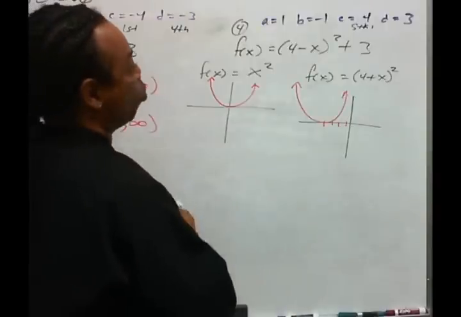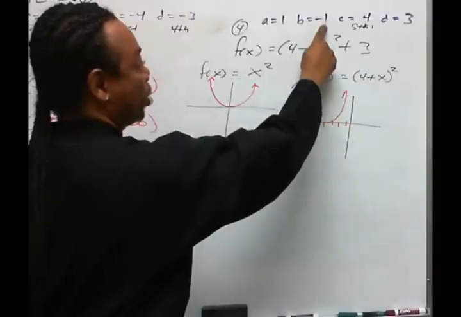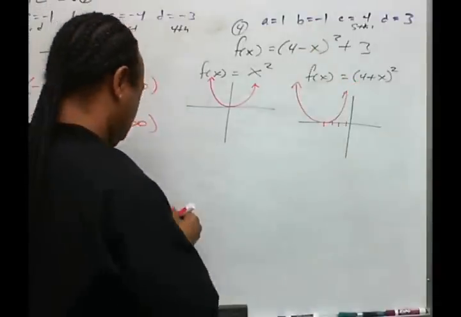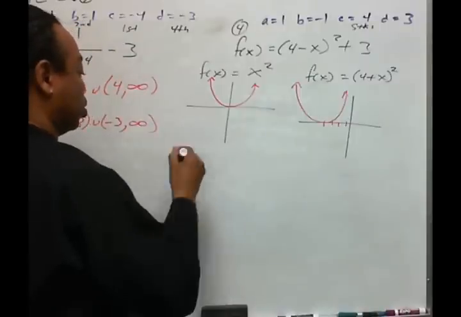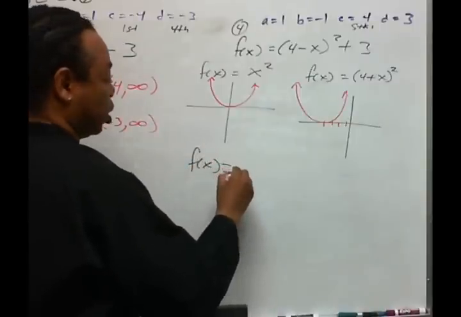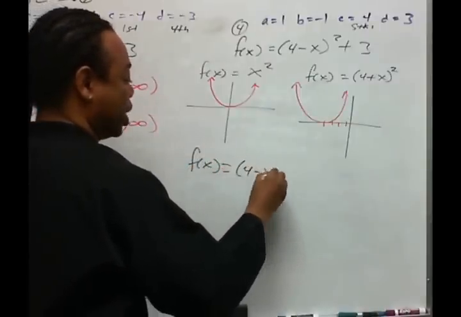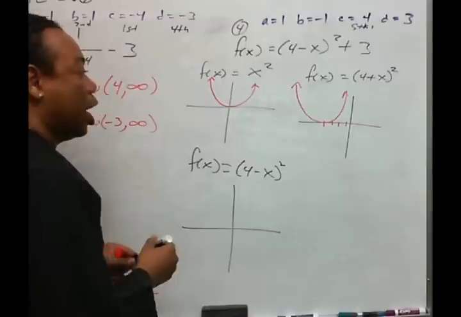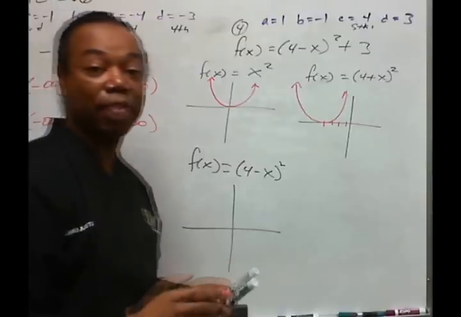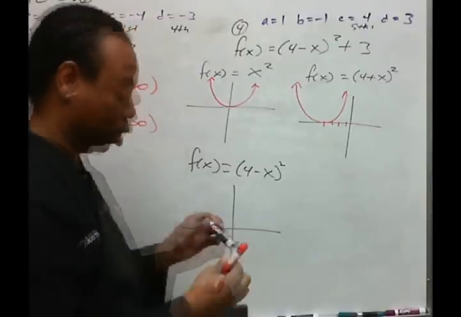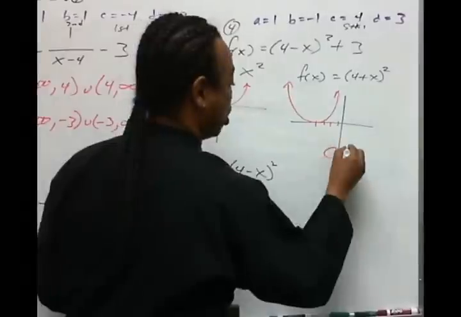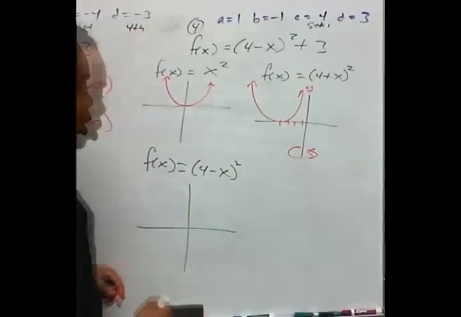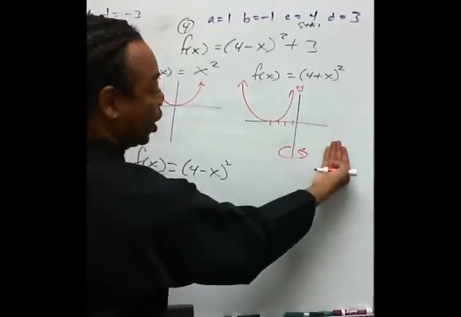Next, we're going to put on our b parameter. The b parameter is that negative 1 that belongs next to the x, or the coefficient of the x. So what we'll have is 4 and a negative x all squared. Now, when the b parameter is negative, we get a reflection about the y-axis. So this flips to that side.